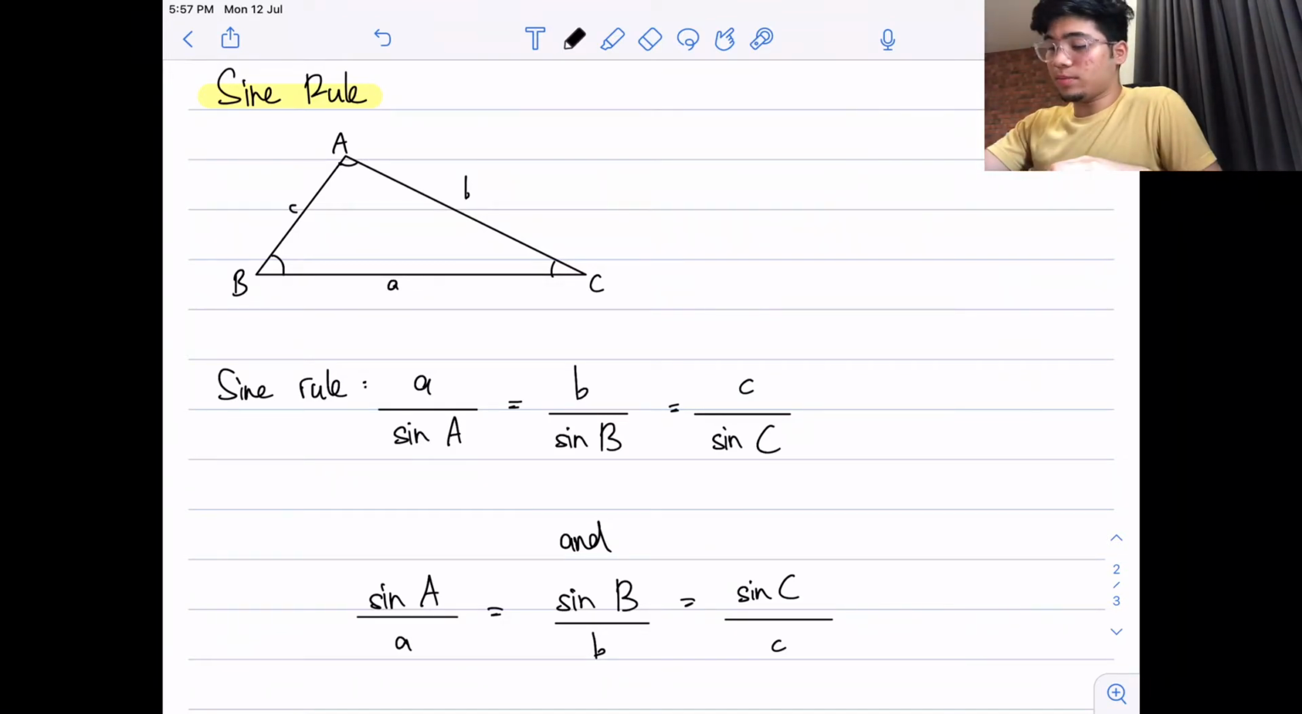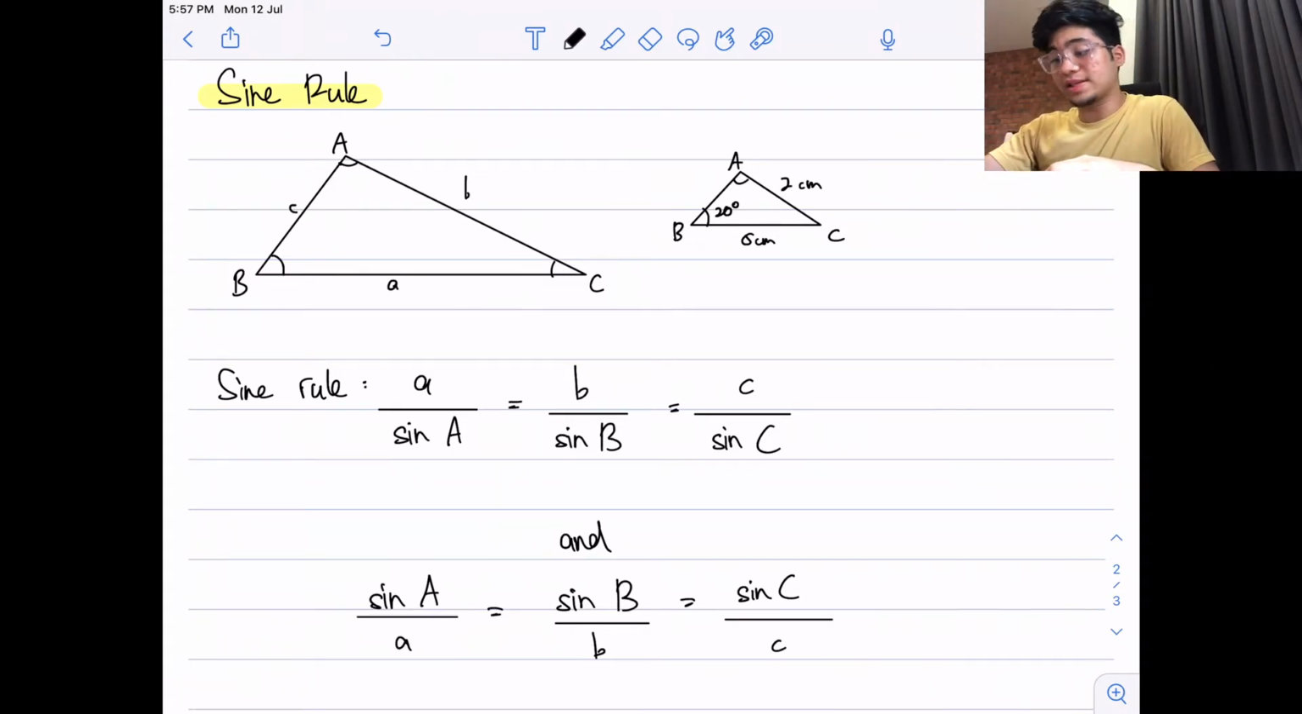So what I mean is, let's say you've been given a triangle over here, right? Okay, let's say you've been given a triangle and they tell you that this is A, B, and C. Let's say this angle is 20 degrees, and then they tell you that this side is, let's say, 2 centimeters, but over here is 5 centimeters. So basically with this information we could actually find the angle of BAC, or in this case just angle A.